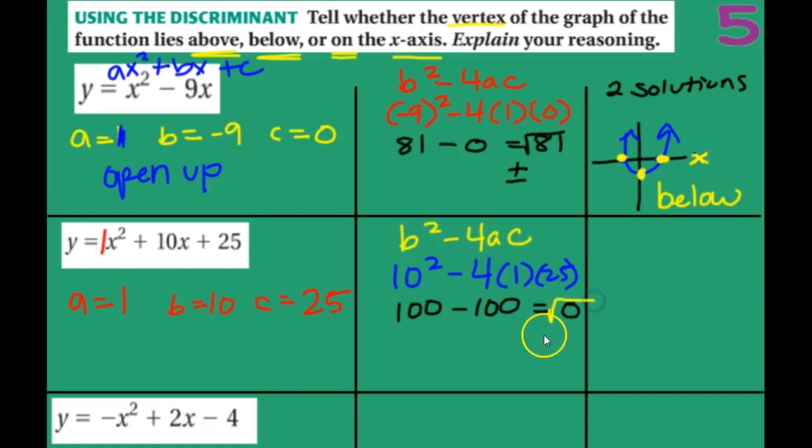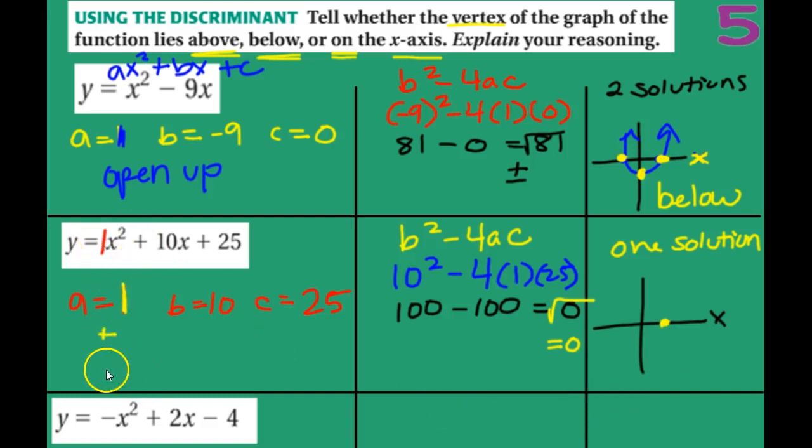We can take the square root of 0. Square root of 0 is just 0. So there is one solution, because that's one answer. So if I sketch a tiny graph here, it's going to cross my x-axis at one spot. I don't know where it is. Just put a dot somewhere. And a was a positive number, so I know this is going to open up. And it asks, where is the vertex? So if it's crossing at one spot, that one spot is the vertex, so it is on the x-axis.